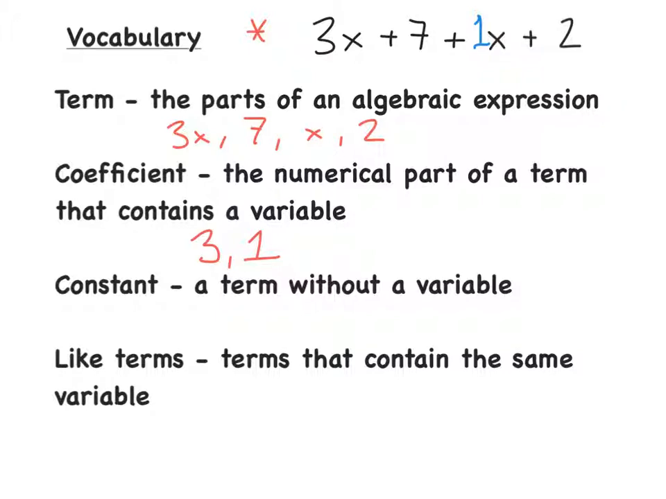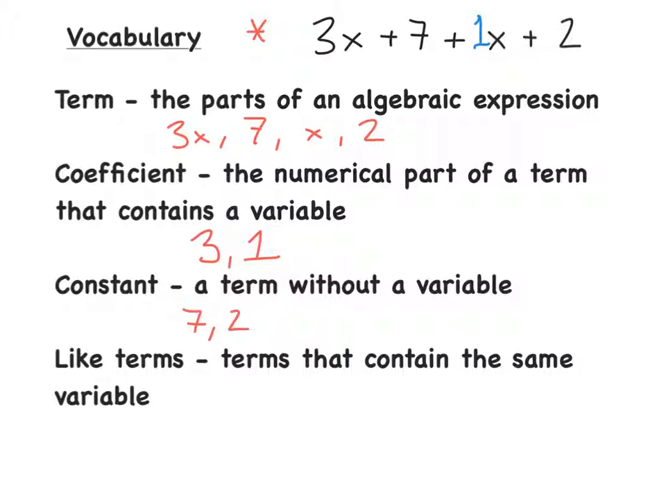Now a constant is any term without a variable. In this case, you can think of it as just a number that doesn't have a variable on it. So in this case we have 2 of them. We have 7 and we have 2. Those are the different constants that we have.